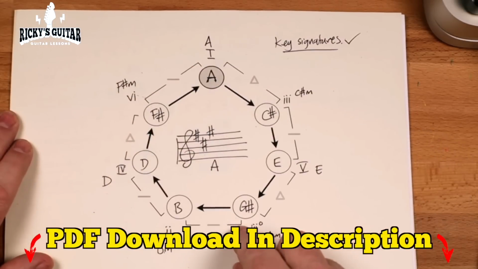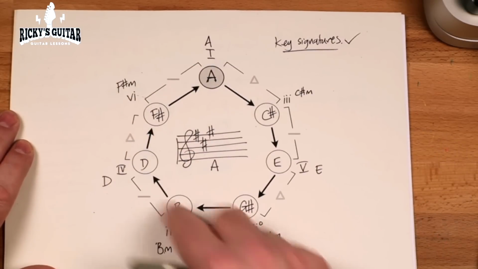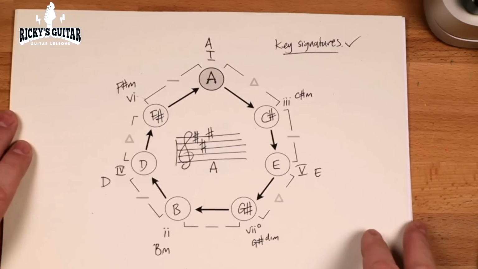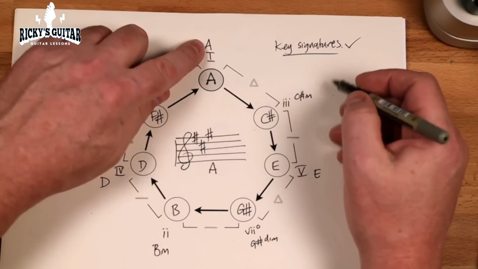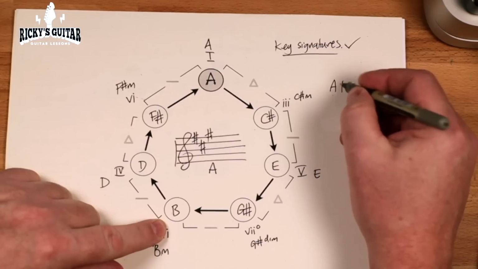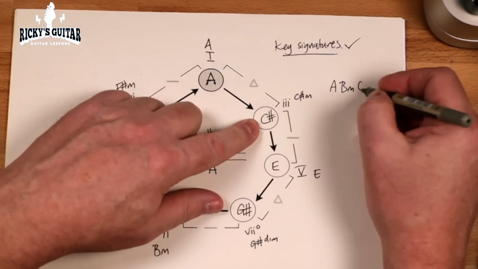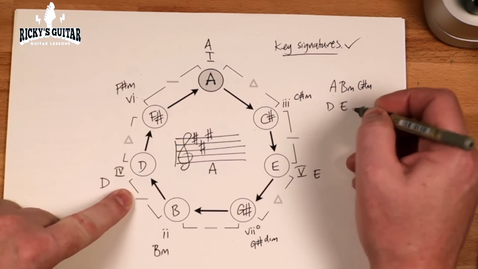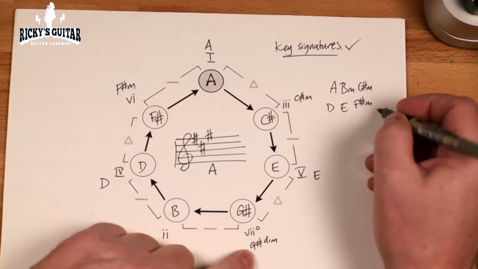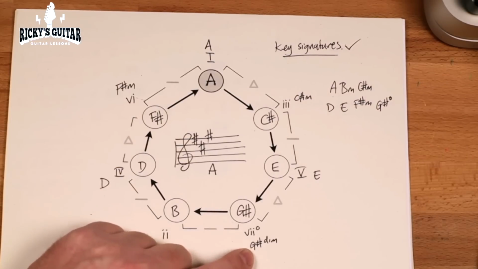What we can do is just write them out in a linear manner. I was saying right at the beginning that we can understand things in a linear manner, but we can also understand them in a circular manner. So this circle, you might have to hunt around for it a bit. And so you go A, B minor, C sharp minor, might not have enough space here, D, E, F sharp minor, and then G sharp diminished. Those are just chords in the key of A.